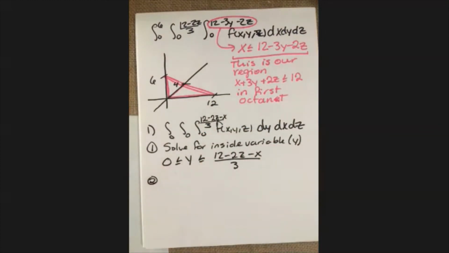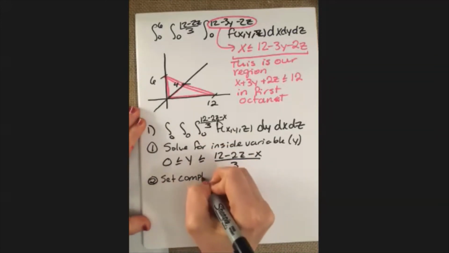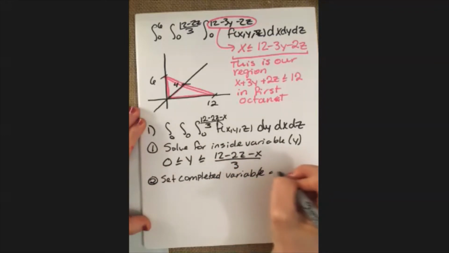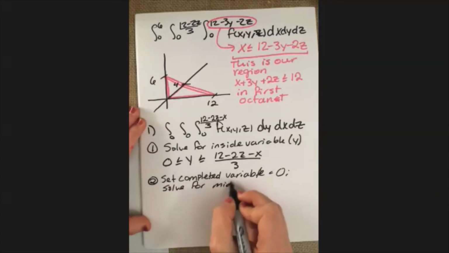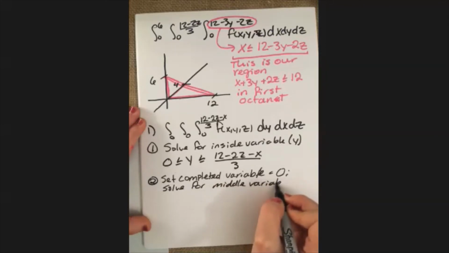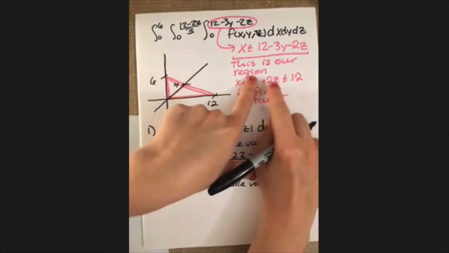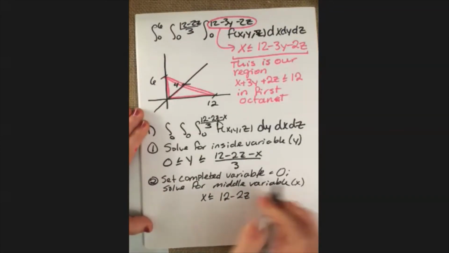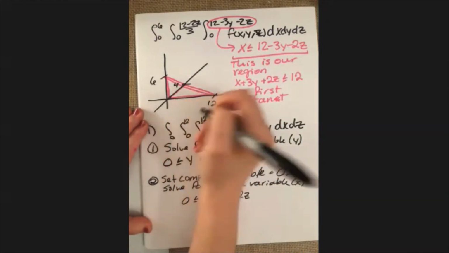Second step, and this is going to be the pattern that we follow for the next one as well. What you do is you set the completed variable, and by that I mean the one that you've already dealt with, equal to 0, and then solve for the middle variable, which in this case is x. So we look at this equation right here, set y equal to 0, and solve for x. And I'm going to get that x is less than or equal to 12 minus 2z. And again, since we're in the first octant, x has to be greater than or equal to 0. So that gives me my bounds for x.